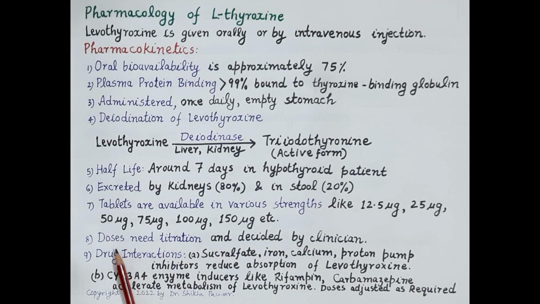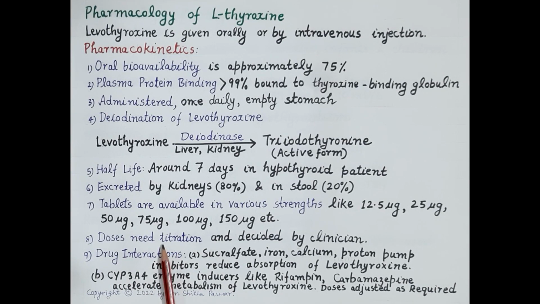Now, dose of L-Thyroxine is based on the laboratory test, primarily blood levels of free T4, free T3 and TSH, and therefore it often requires titration. So, the dose is decided and titrated, that is, dose is changed by the clinician.